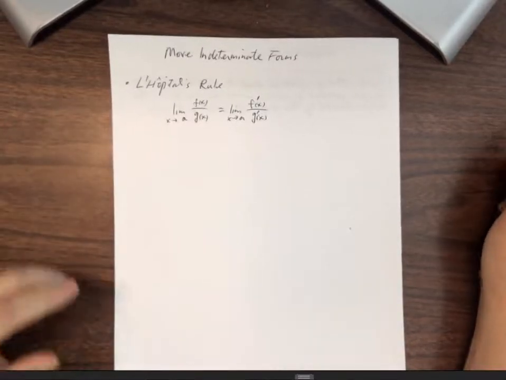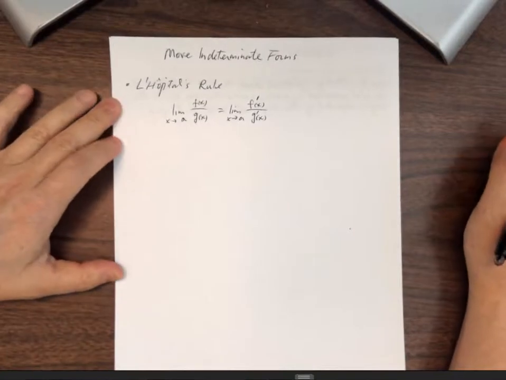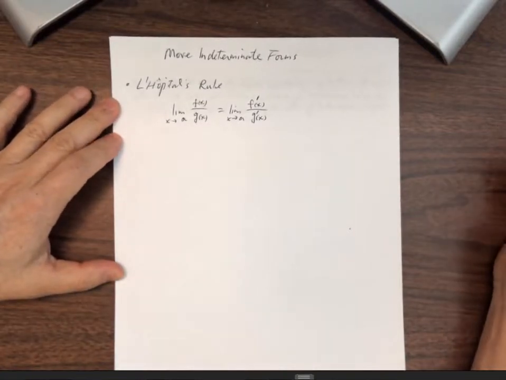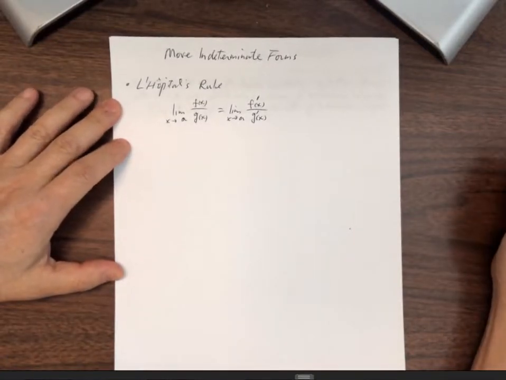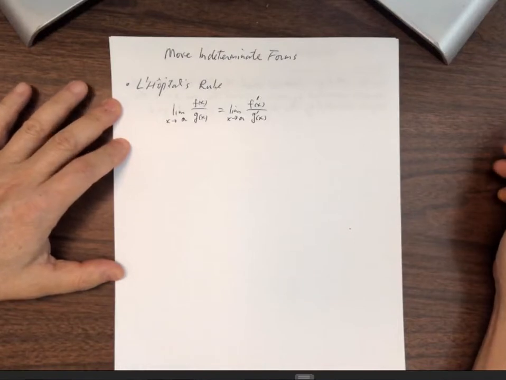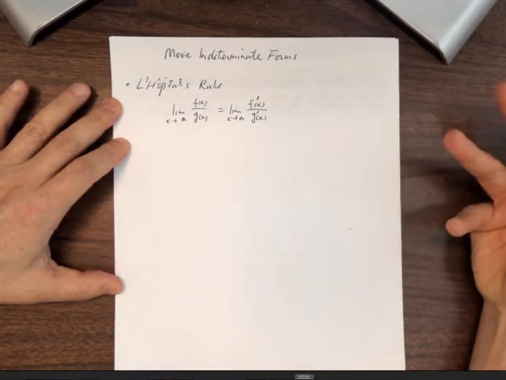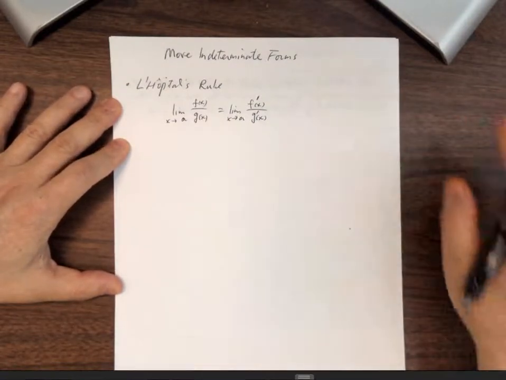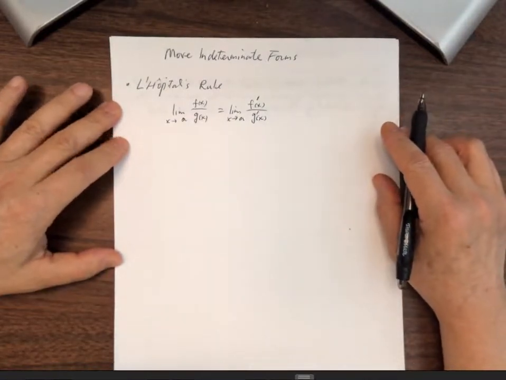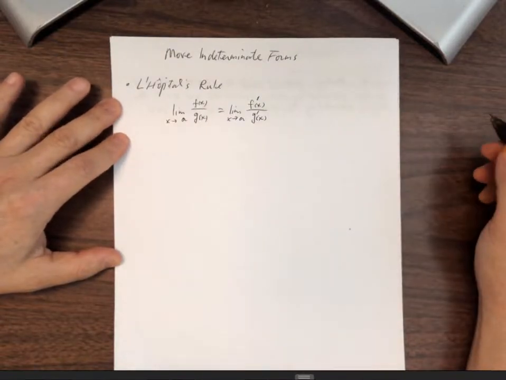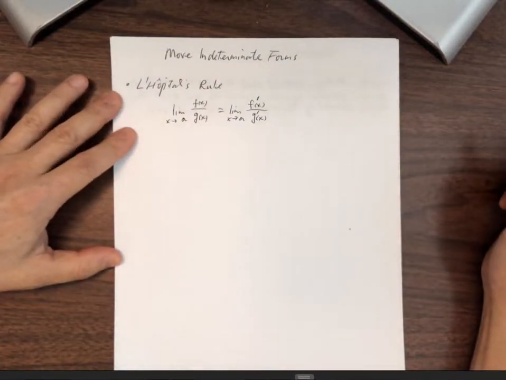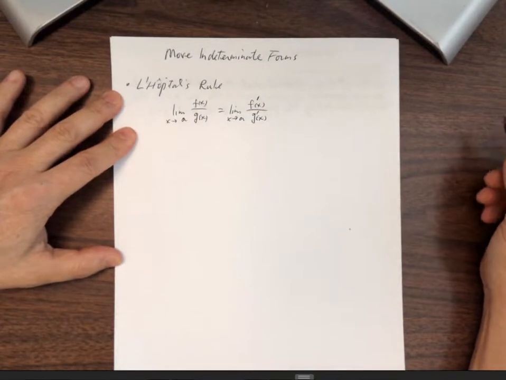In this video, we discuss more indeterminate forms. Indeterminate forms are actually just limits which cannot be determined directly or obviously. In the past, we learned L'Hopital's rule that we use to evaluate such limits.